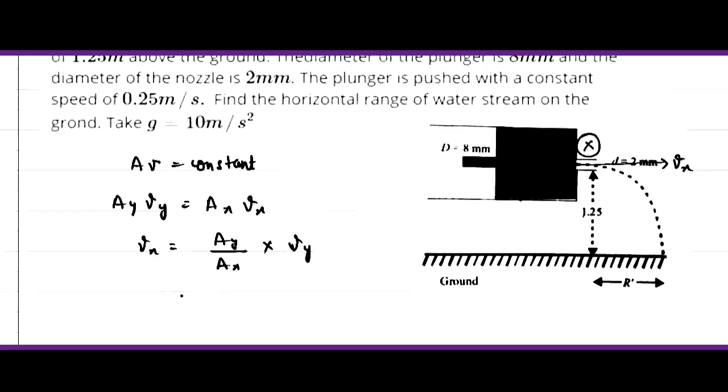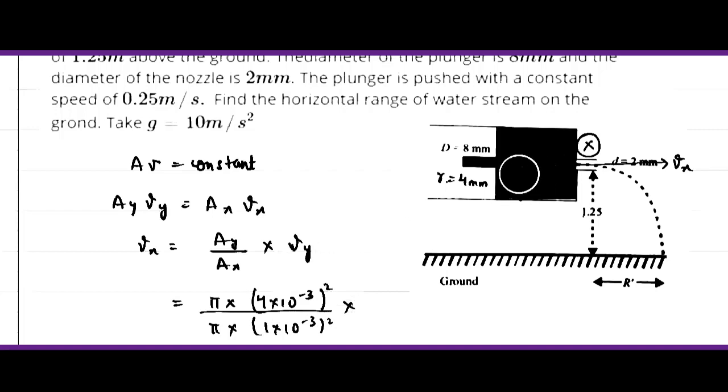So area at y will be pi r square. Diameter is 4, so the radius here will be 4 mm. So we will have 4 into 10 to the power minus 3 whole square, divided by the area of the nozzle, which we can find as pi r square. Here the diameter is 2 mm, so the radius is 1 mm. So this we will get 1 into 10 to the power minus 3 whole square, into the velocity at y, which is being pushed at a constant speed of 0.25 meter per second, right?